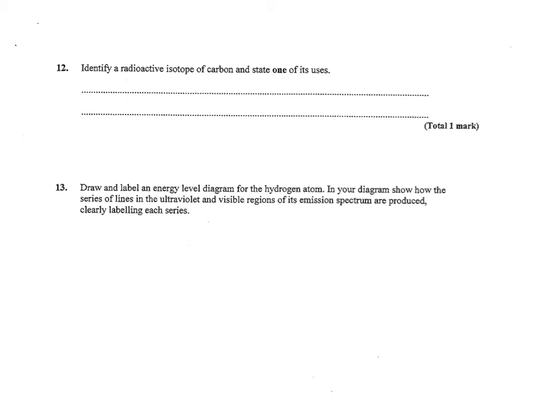Number 12, identify a radioactive isotope of carbon and state one of its uses. The 2 big ones are carbon-14 and carbon-11. Carbon-14's most common use is dating old things. See how much carbon-14 is still in there and how much is broken down. And they both can be used in medicine as what we call medical tracers. They allow them to follow the carbon through your body and see where it's being used or where it's being absorbed.